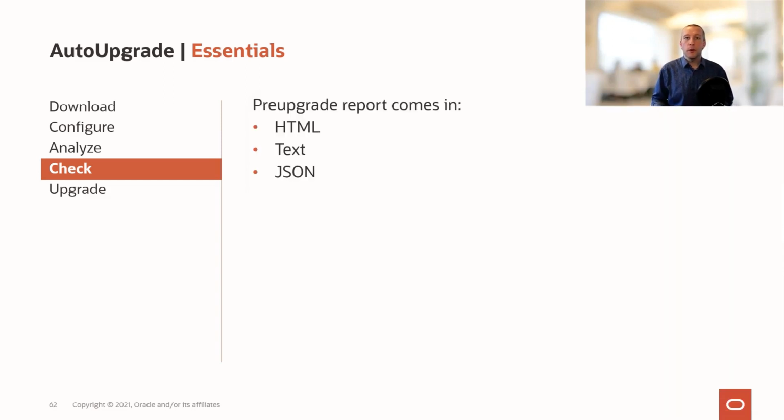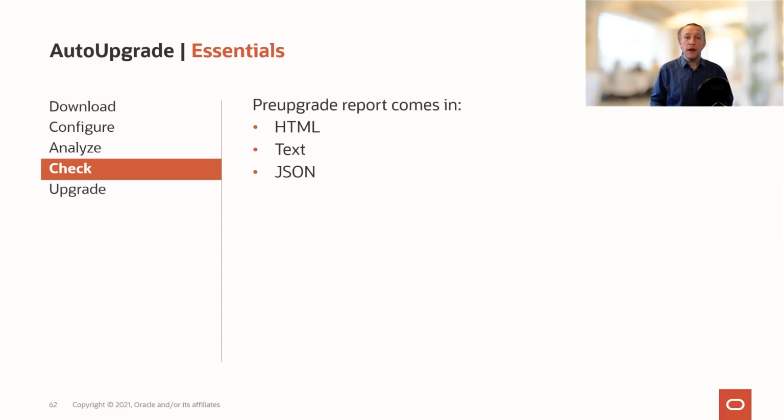The pre-upgrade report comes in various formats. I've shown you the HTML and log format, but we also have JSON files, which is very useful if you plan to use AutoUpgrade in some sort of scripting or, for instance, via Ansible or another orchestration tool.